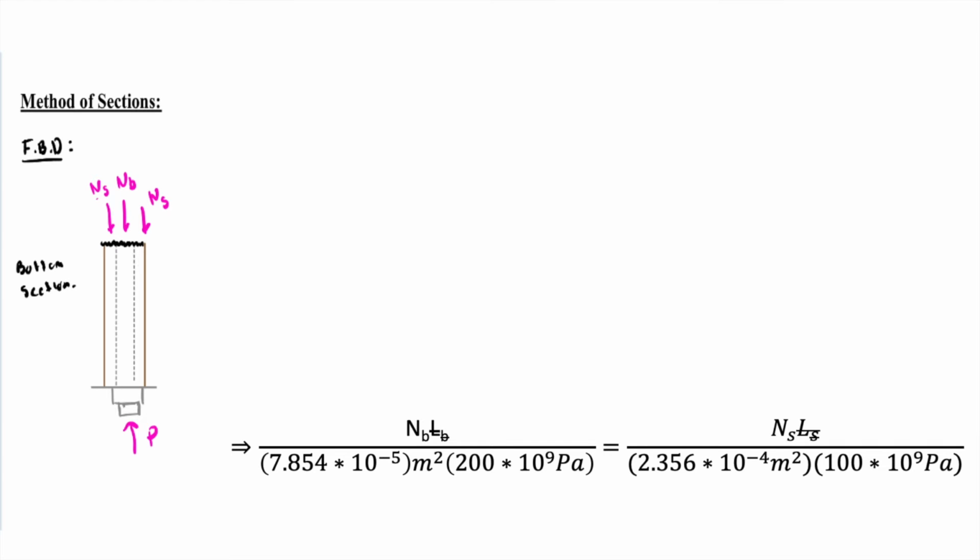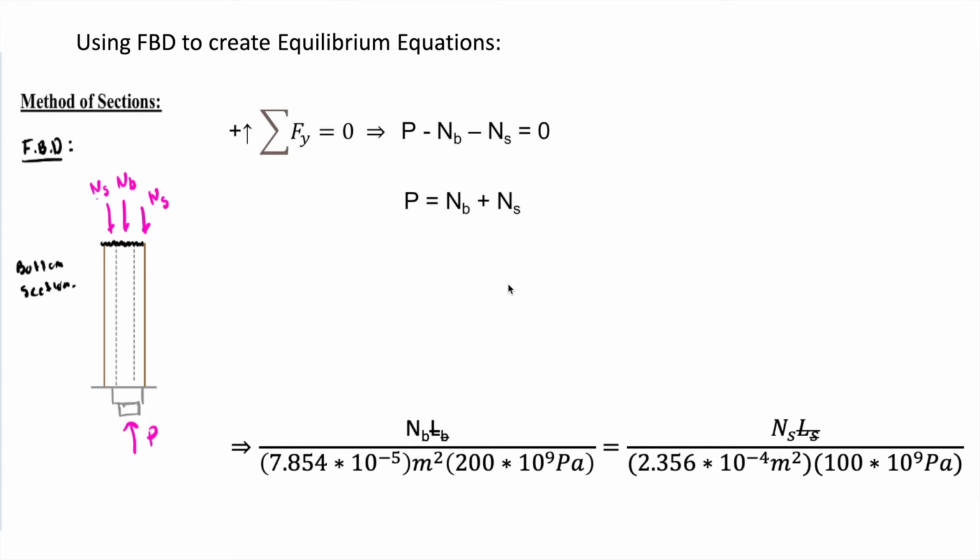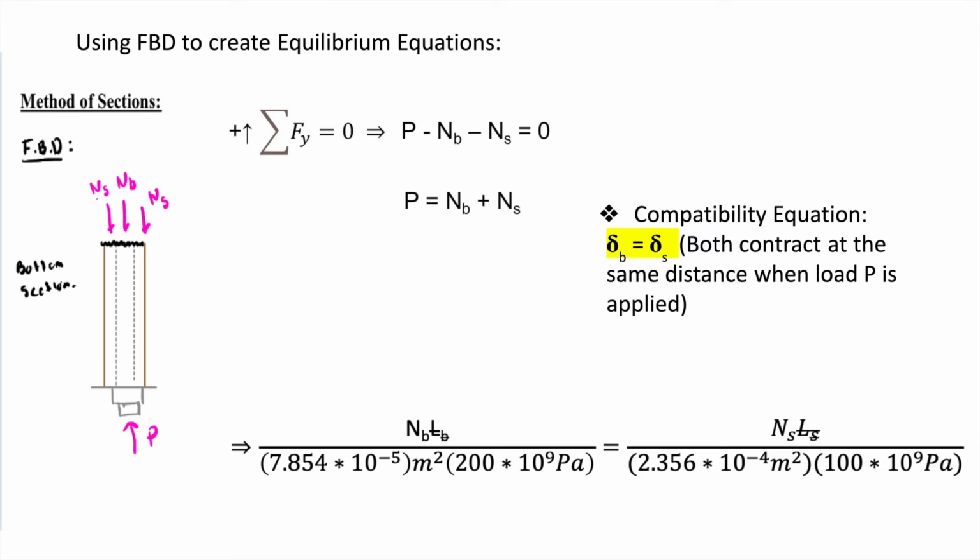And then we want to create a free body diagram and use our equations of equilibrium to find an equation that relates P to NB and NS. And then once we do that, we can use a compatibility equation because the displacement of the bolt is equal to the displacement of the sleeve. Here's the displacement formula. So what we'll do is we'll set these equal to each other and use the properties for each material.